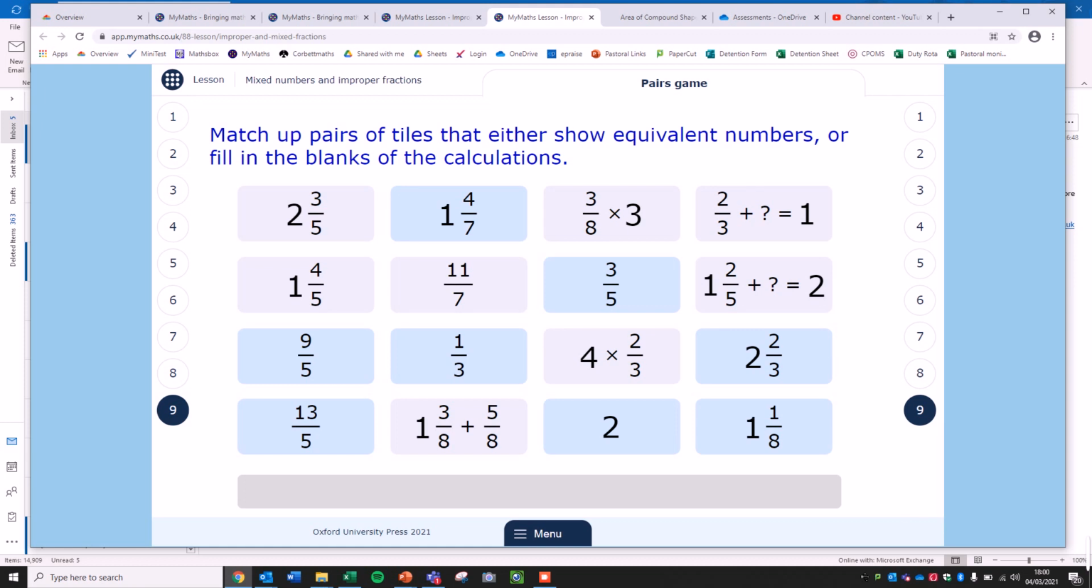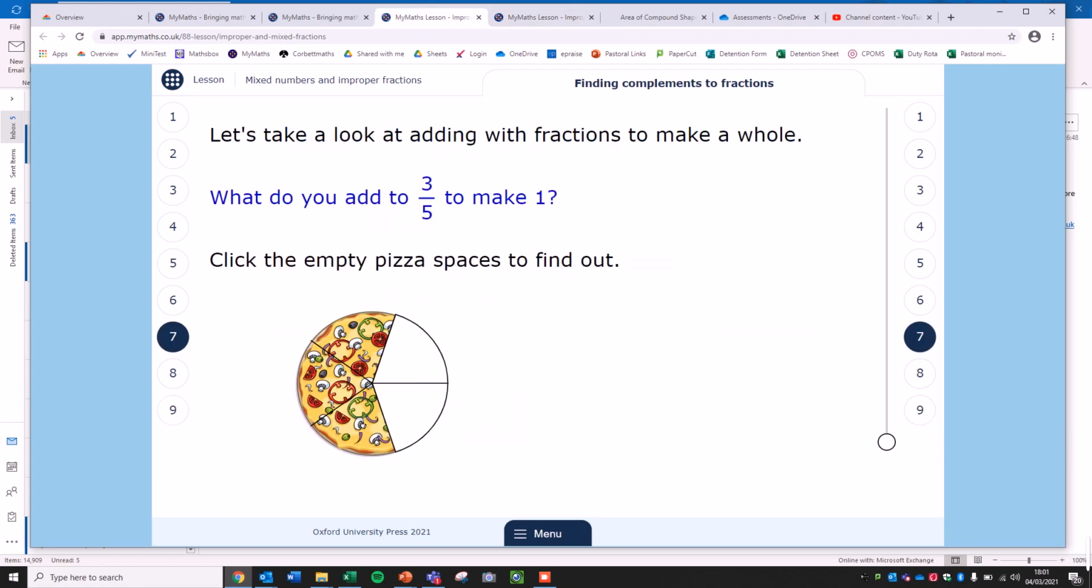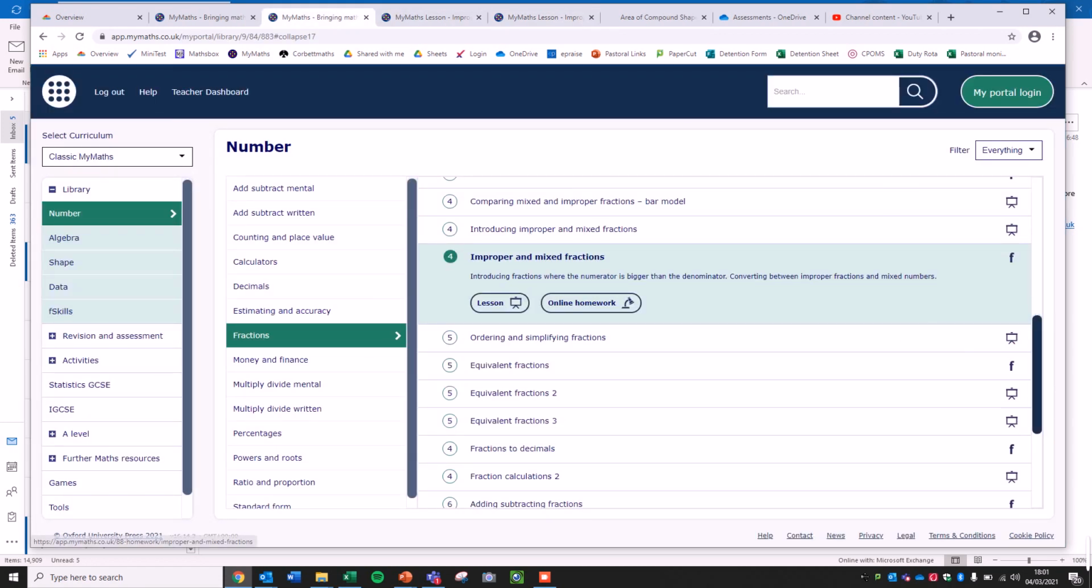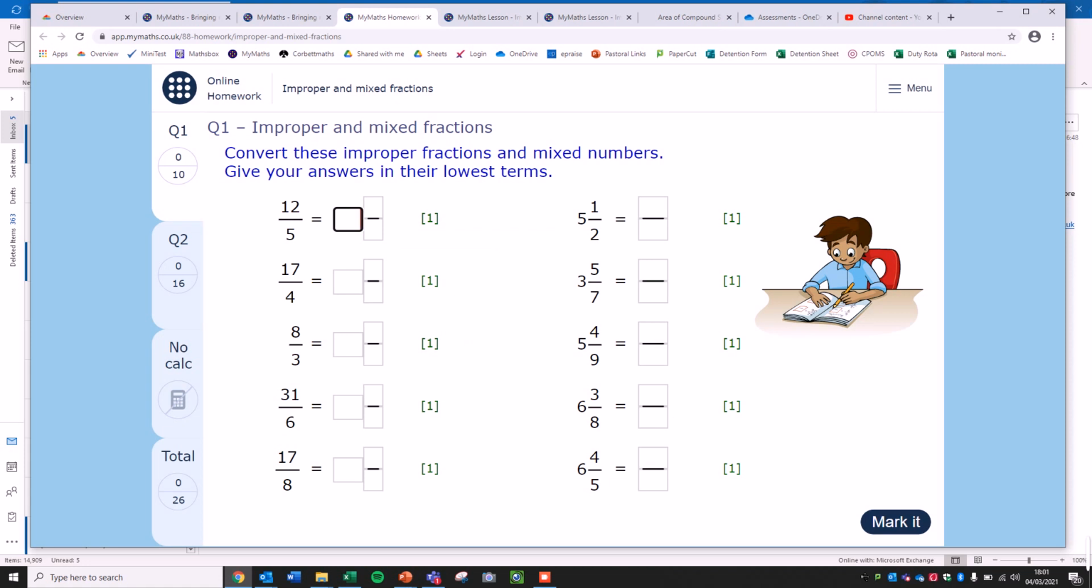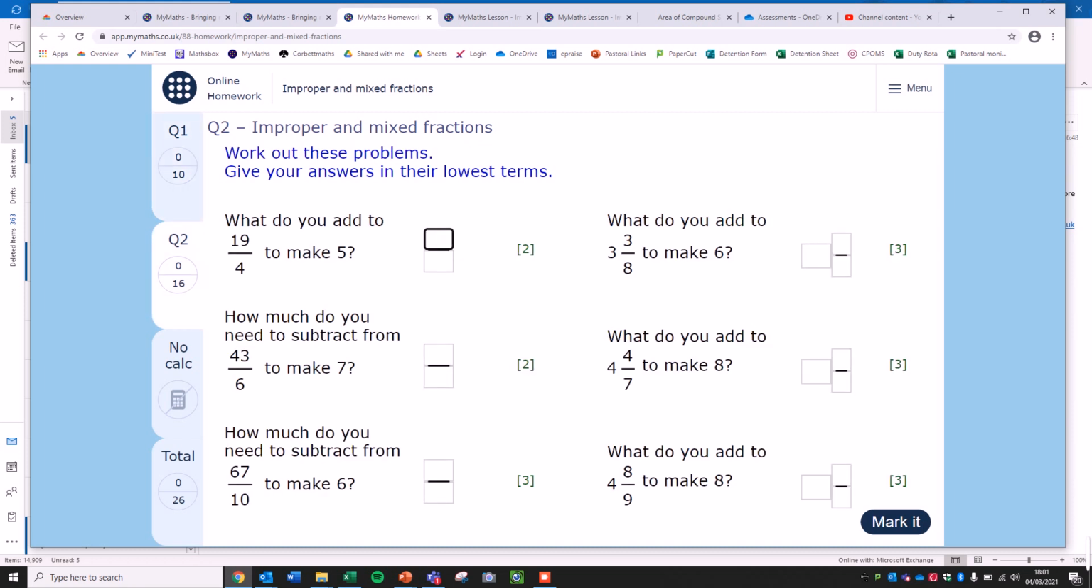I want you to work through, on the lesson, all of them. And then when you've done the lesson, I'll send you the links to all of these. When you've done the lesson, I want you to do the homework. Make sure you log in so I can see how well you've got on. And the homework has 6 top-heavy fractions to convert to mixed numbers, 6 mixed numbers to convert to top-heavy fractions, and then some slightly trickier, but do have a go at the adding on and taking off mixed numbers and fractions to get to whole numbers.